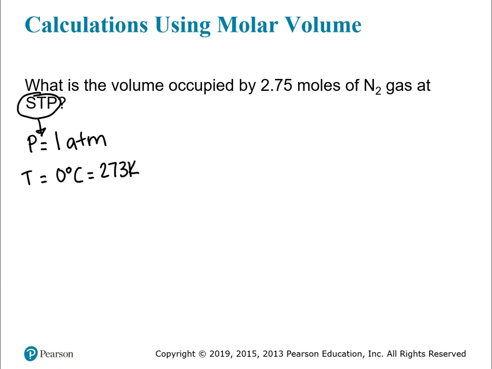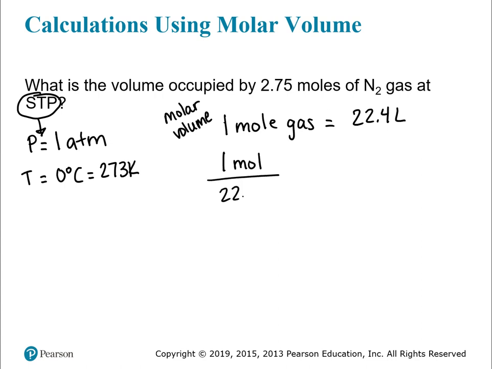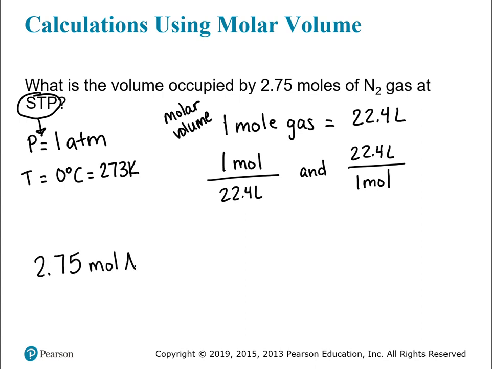Since we're at STP, we know that the volume of 1 mole of gas is equal to 22.4 liters. That's our molar volume. If you don't see at STP, then you can't use molar volume. These are our conversion factors. We need to choose the conversion factor that will cancel out moles and leave us with liters. We currently have moles in the numerator. Our conversion factor needs to have moles in the denominator.